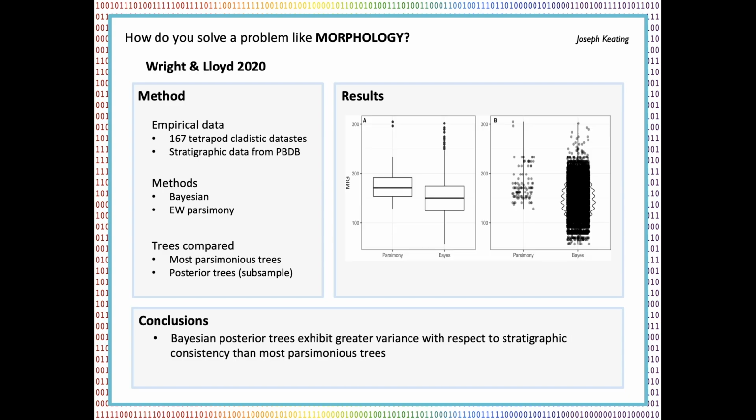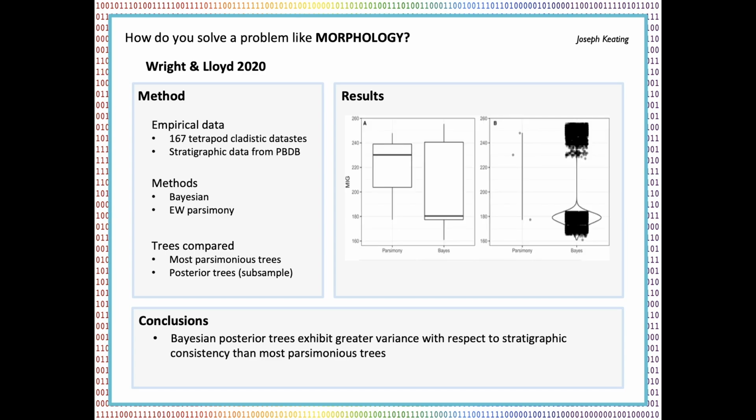Recently, April Wright and Graham Lloyd have reanalysed this data. They show that Bayesian posterior trees tend to exhibit much greater variance with respect to stratigraphic congruence compared with most parsimonious trees. Although posterior trees tend to have a lower mean stratigraphic congruence, for some datasets, they also contain the most stratigraphically congruent estimates.